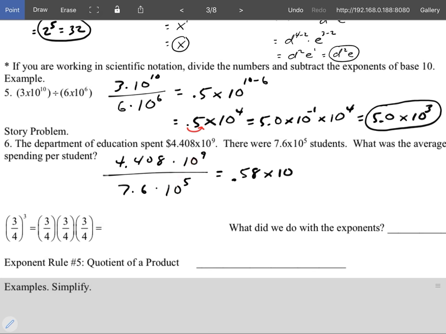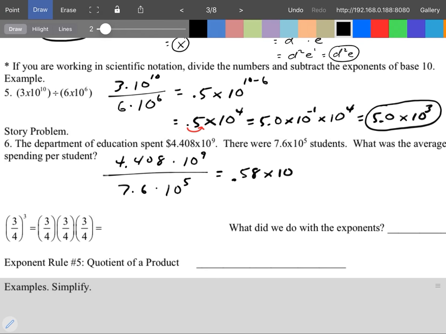And then that would be times 10 to the, well, again, we have like bases of 10 here, and we're dividing. So we're going to subtract the numerator power minus the denominator power. So 9 minus 5 is 4. So this would be to the fourth power. But then, just like the last example, that is technically not in scientific notation because I need to move this decimal point.